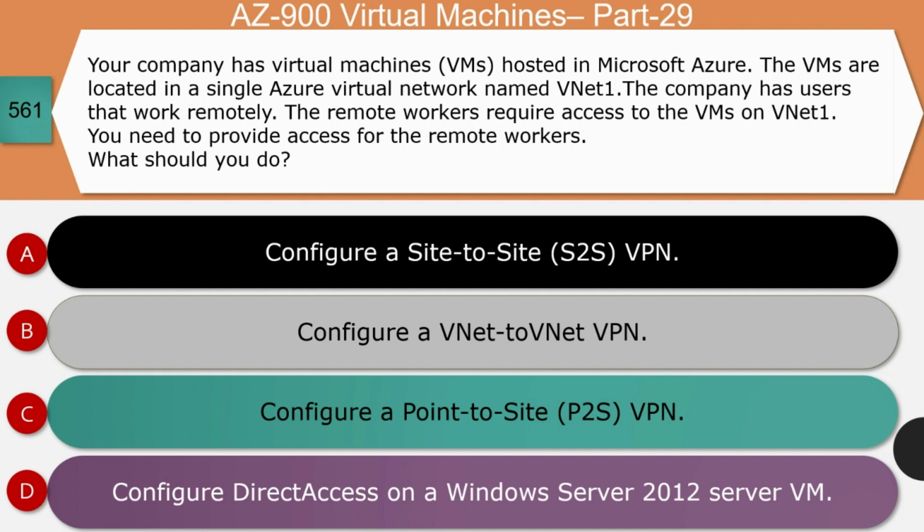Option A. Configure site-to-site VPN. Option B. Configure VNet to VNet VPN. Option C. Configure point-to-site VPN. Option D. Configure direct access to Windows Server 2012 server VM. The right answer for this question is option C.